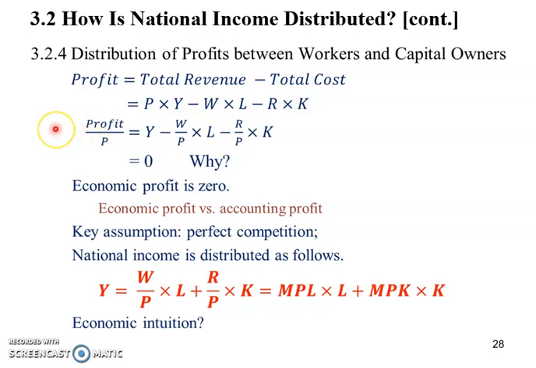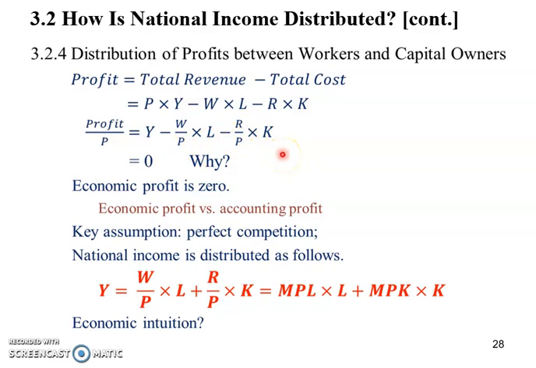For example, Goodyear, the tire manufacturer: instead of saying that Goodyear makes $3 million profit this year, here we're saying that Goodyear makes 30,000 tires of profit. On the right hand side, the first term would be just Y, because P canceled out. P times Y divided by P, so what's left over is Y, that's output. The second term is W over P times L, and the third one is R over P times K. Of course, here W over P is the real wage, and R over P is the real rental price, as discussed before.